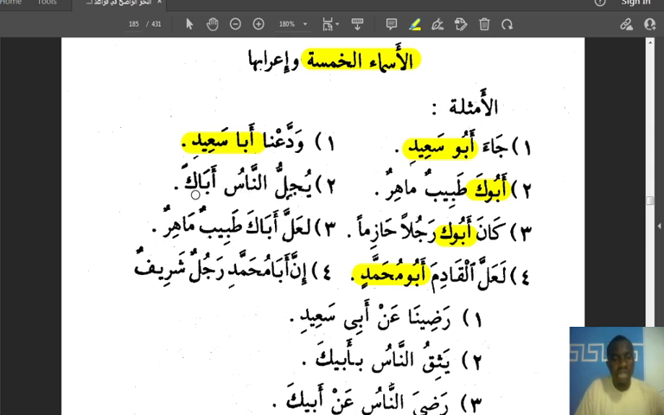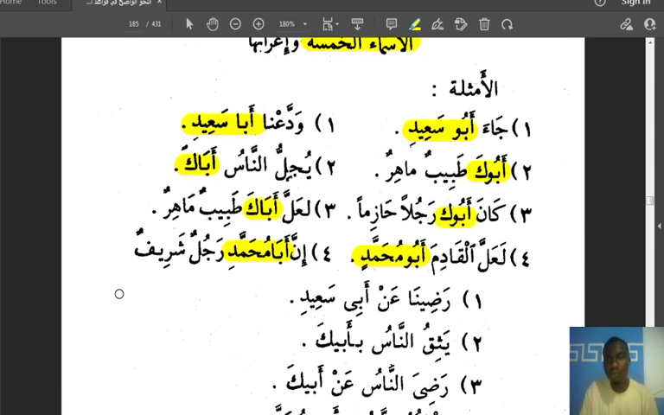Yujillu nasu abaka. Yujillu from ajalla, ay azama, to glorify, to hold in high esteem, to respect. People hold your father in high esteem. La'alla abaka tabibun mahirun. Perhaps your father is an expert doctor. Inna Aba Muhammadin rajulun sharifun. Aba Muhammad, or the father of Muhammad, is an honorable man. Sharif, bimana honorable.